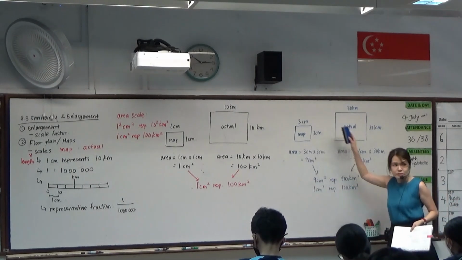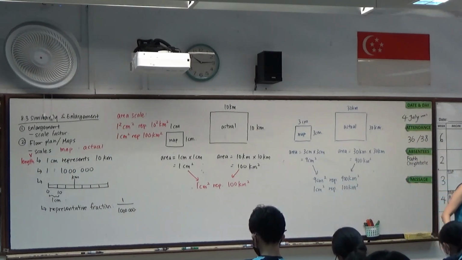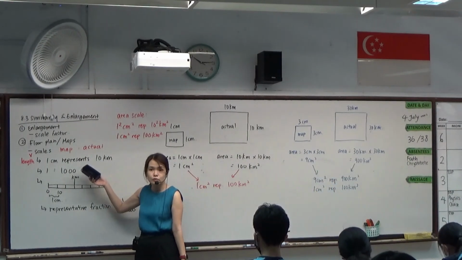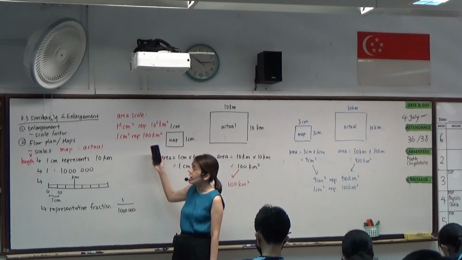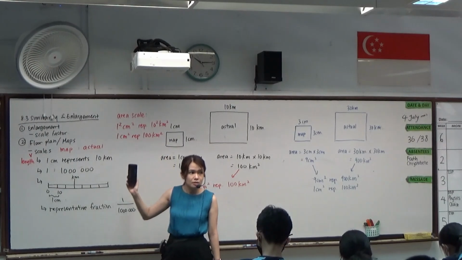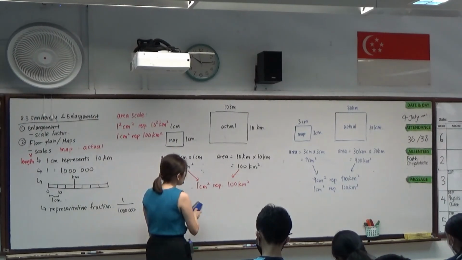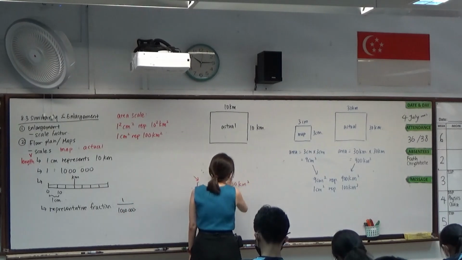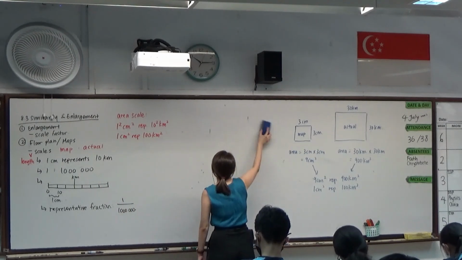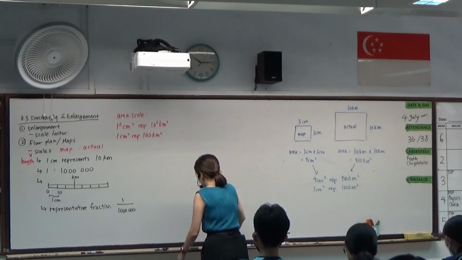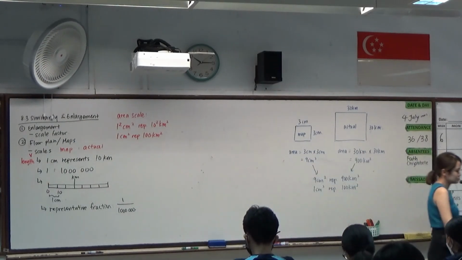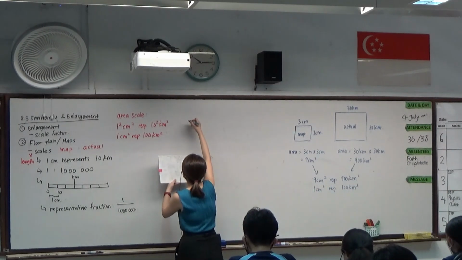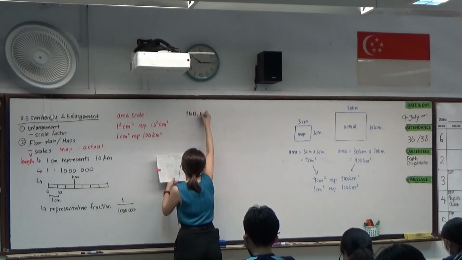So this is just an explanation to justify that I cannot use the length scale to find area. I need an area scale for finding area. That's what I'm trying to say. Right, I'm going to erase this. Look at an example. Let's look at Practice Now 13, question 1.